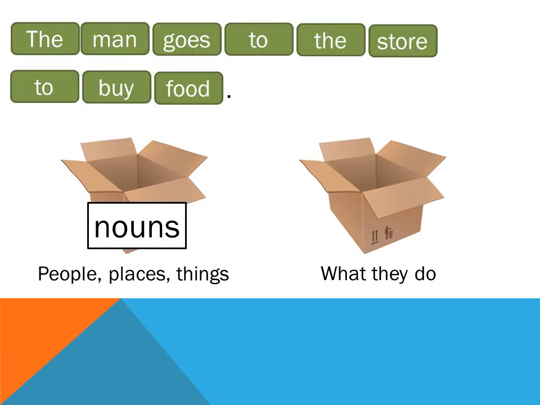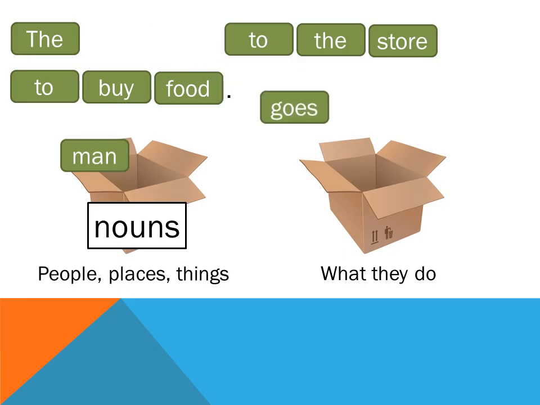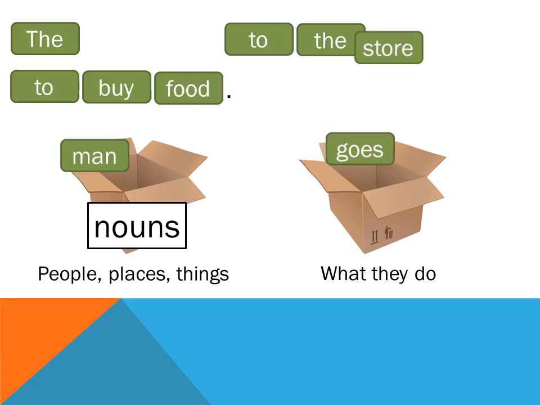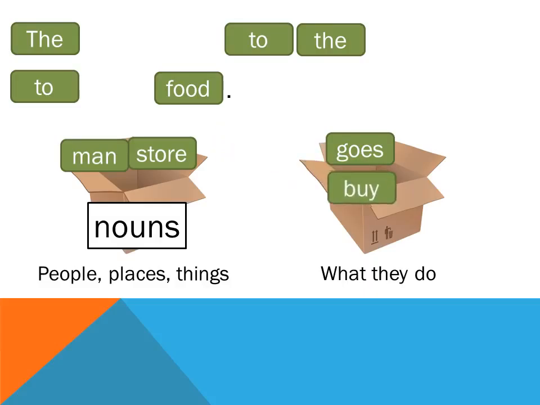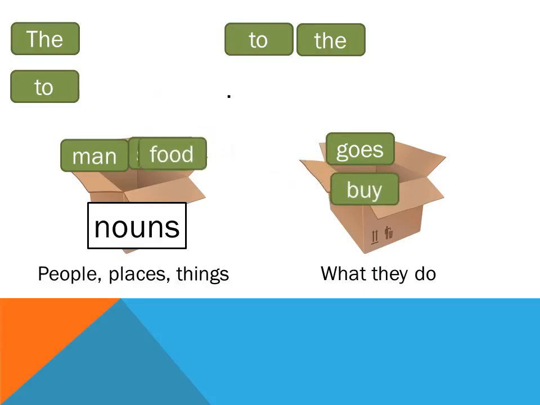Let's try it with a longer sentence. Man, that's a person, so that goes into people. Goes, that's what he does. Store, that's a place. Buy, that's what the man does at the store. Food is a thing.